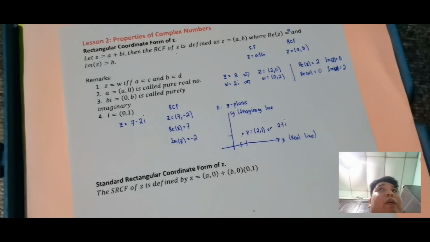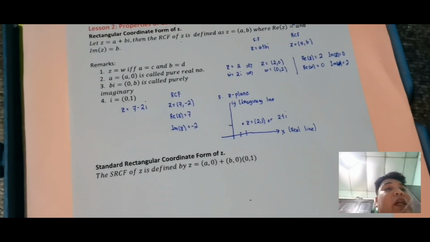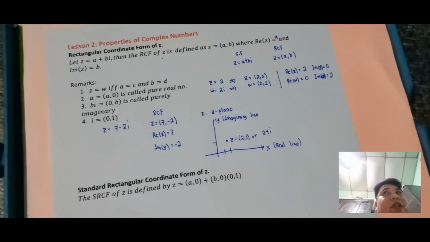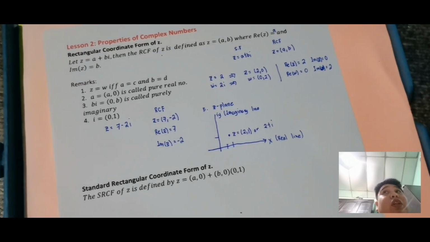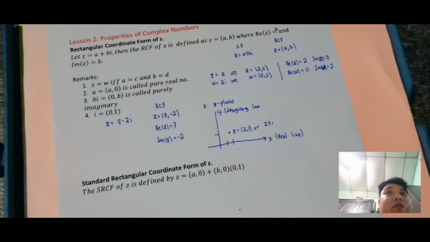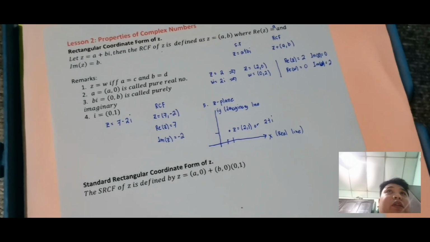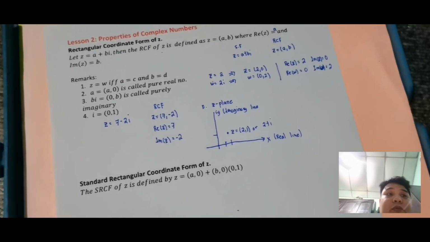Importante yan. So kung napapansin mo, the z-plane, possible yan magkaroon ng angle, magkakaroon din ng magnitude. So later on, yun yung i-discuss natin sa mga susunod na topic natin. Okay, so proceed na tayo sa next. So again, from standard form, pwede ko siyang gawing rectangular coordinate form. So vice versa, pwede mong from rectangular coordinate form gawin mong standard form.